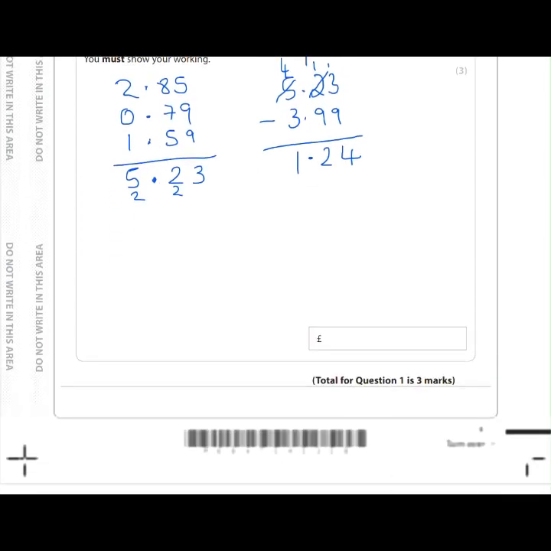So to find out how much money she saves, we're going to do the £5.23, and take away the £3.99. 3 take away 9 we can't do, so we're going to borrow 10. That turns into a 1, and we've got 13. So 13 take away 9 is 4. 1 take away 9 we can't do, so we're going to borrow 10 from over here. So we've got 11 minus 9 gives us 2. Don't forget the decimal place. And 4 minus 3 is 1. That is £1.24 that she saves by using the meal deal.